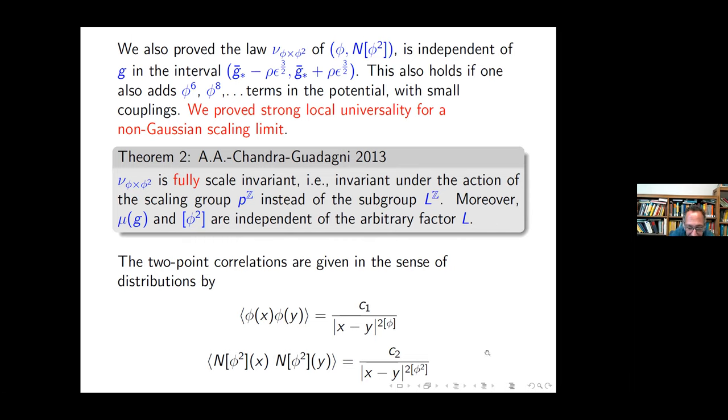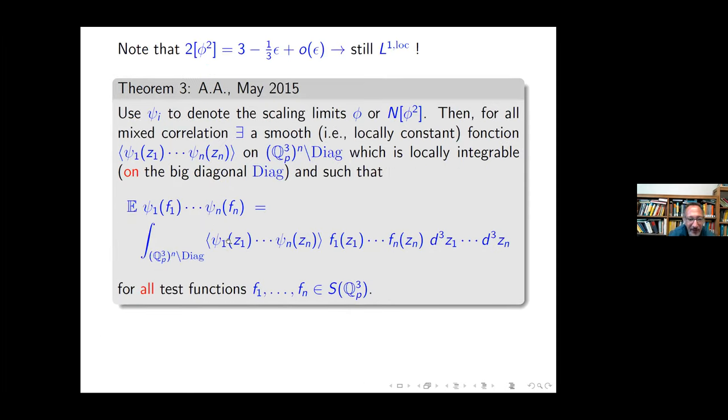So the correlations, these are two-point functions, look like you expect. Of course, the higher ones are not obvious to write. But so that's the last result, is that, so this is on arXiv by myself, around May 2015.